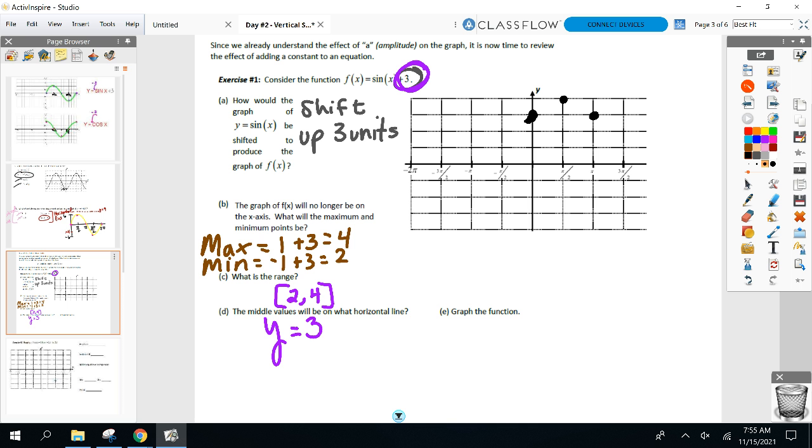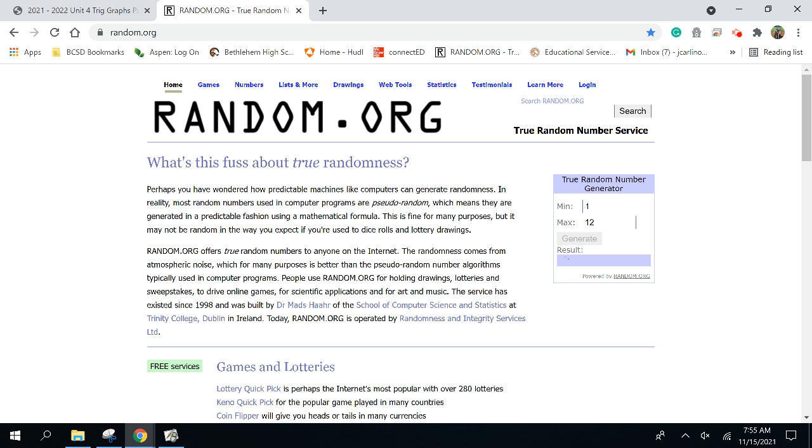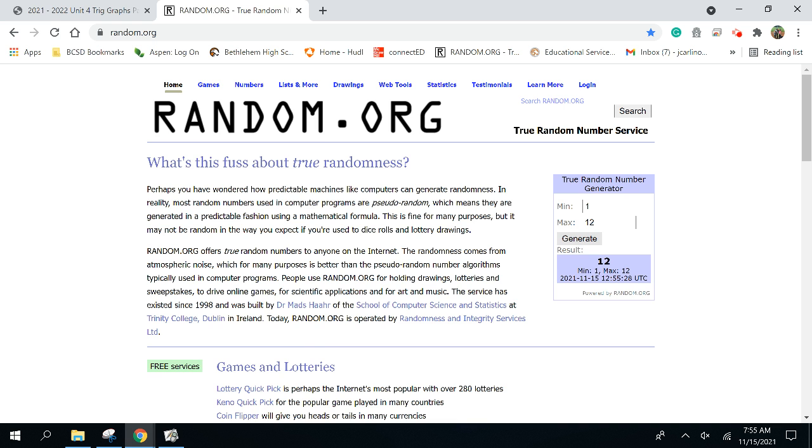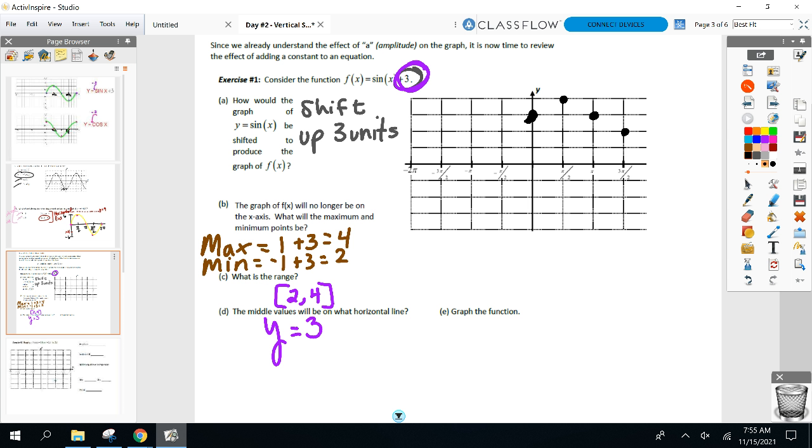0, max, 0. Where's the next stop for the sine curve? You go to the minimum. Minimum, we already did the work. It's 2. Graph it. And then where does my sine curve always end? 0. But not today. It's going to end at 3. There it is. Everyone see your sine curve just shifted up 3 units.